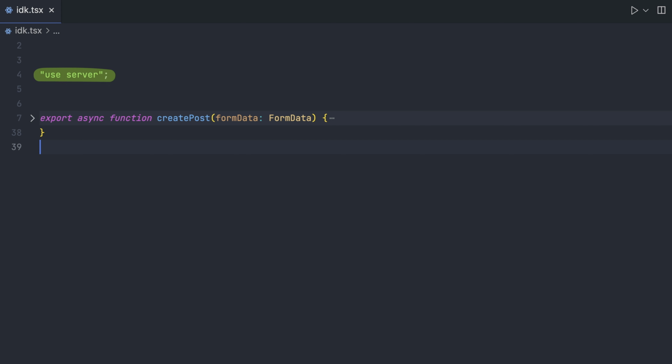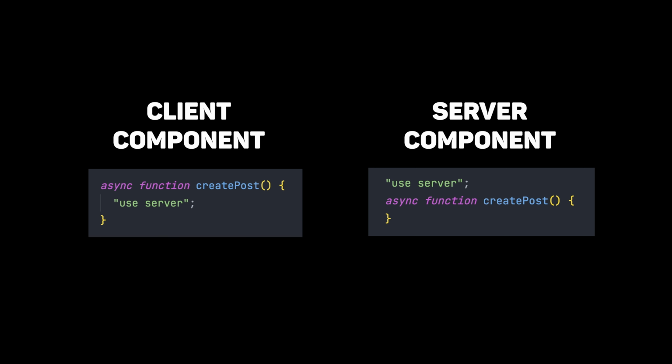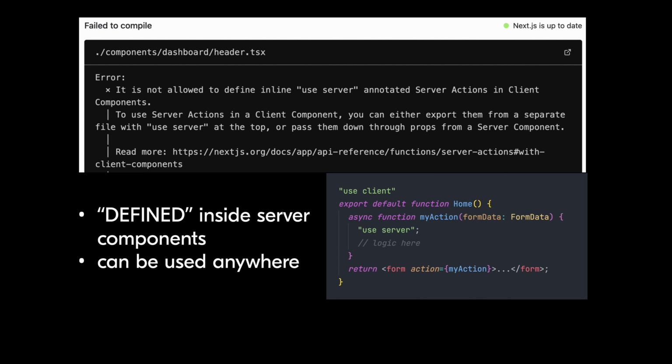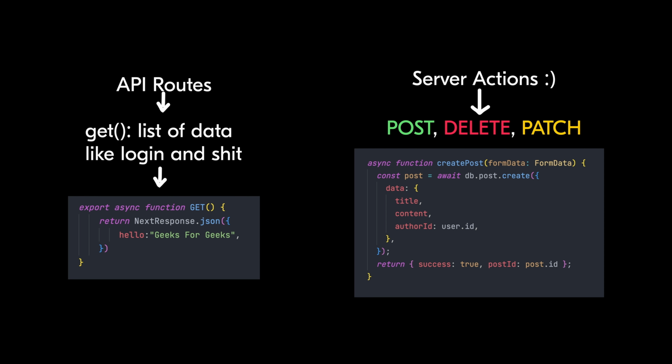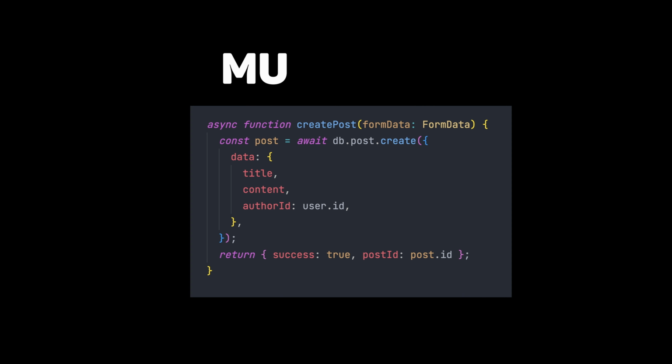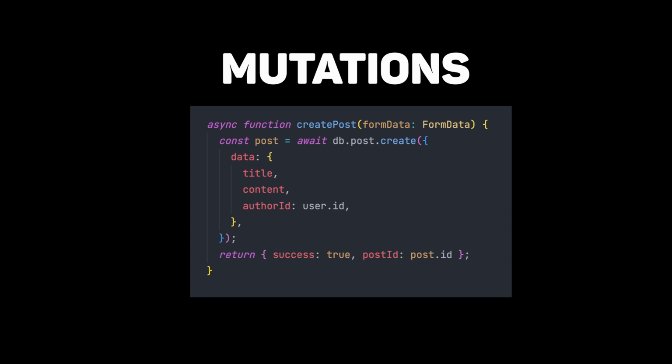At first, we define the action using the use server directive. This could be inside and outside depending on the occasion. One thing to remember is that server actions are only allowed to be defined inside a server component. If you wanna get some data, you can go with API routes. And when it comes to mutation, server actions should be the first thing to consider.